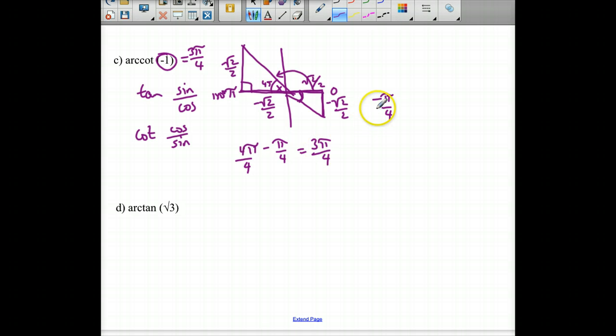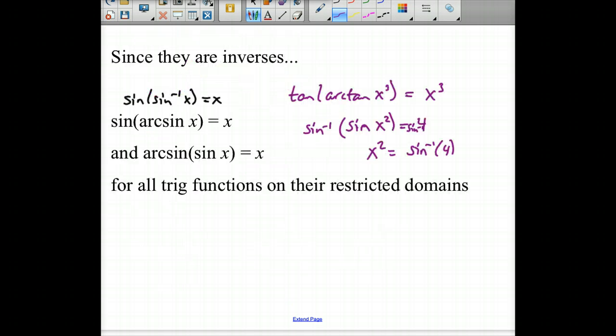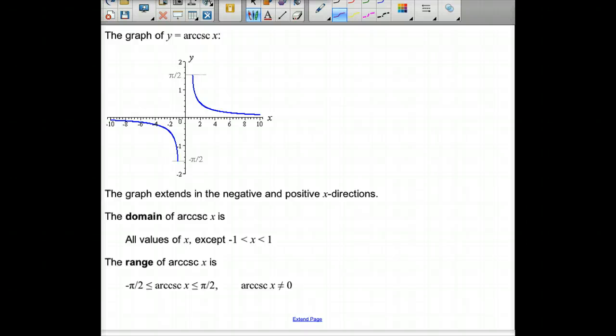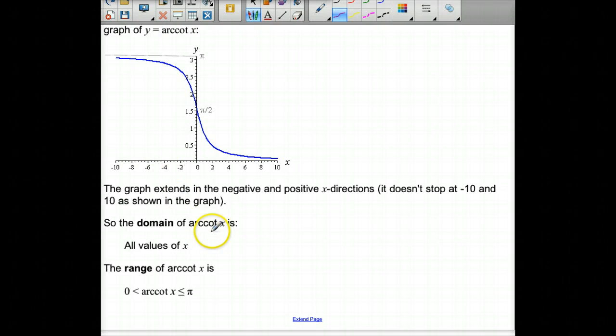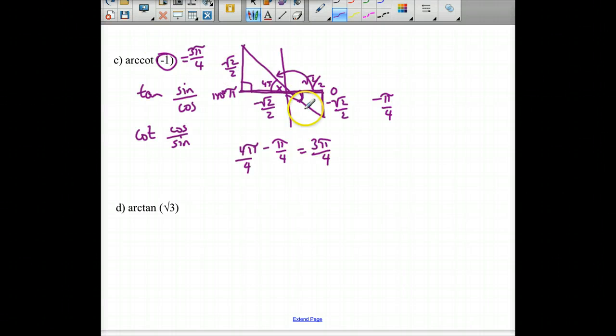Which of these is in the domain of, or in the range of cotangent? Which one could be a possible answer for cotangent? So let's go back to cotangent. We want our answer to be between 0 and pi. So negative pi over 4 does not work. It's not in our domain or our range. So 3 pi over 4 is the answer we want.